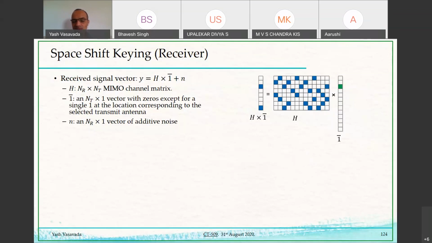Now, the question to you is, in that case, what will be the bits per channel use? How many bits will I be able to transmit if I am willing to activate 2 antennas whenever I make use of the channel? And assuming that using this compressive sensing framework, or maybe even using this variant of maximum likelihood or minimum distance detection, the receiver is able to figure out which of the 2 antennas have been selected by the transmitter. So that is the question to you.